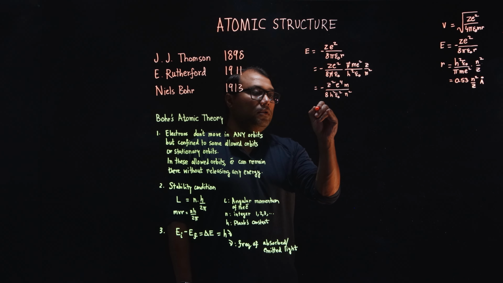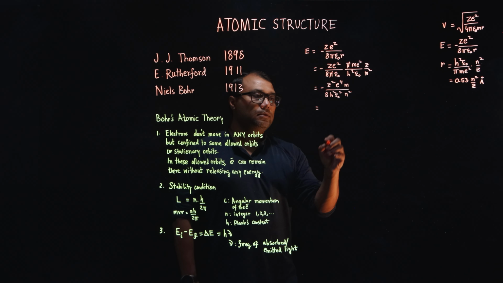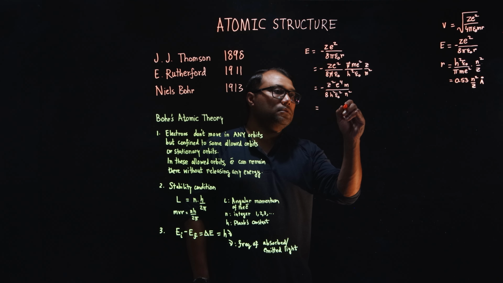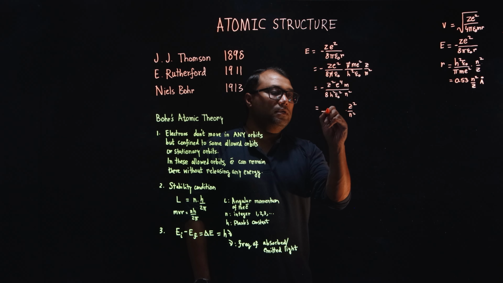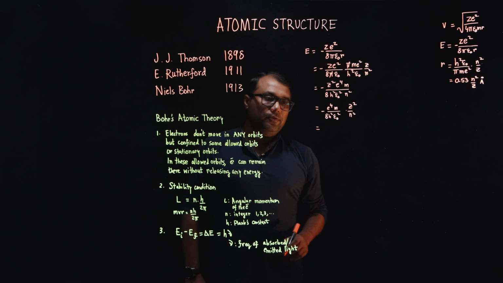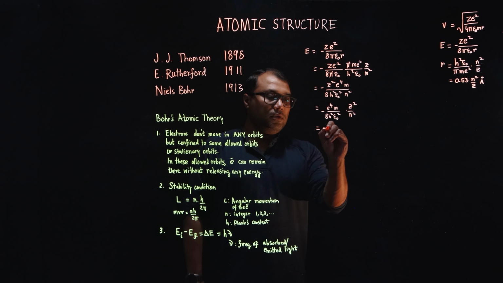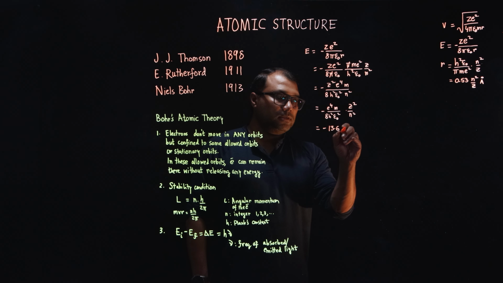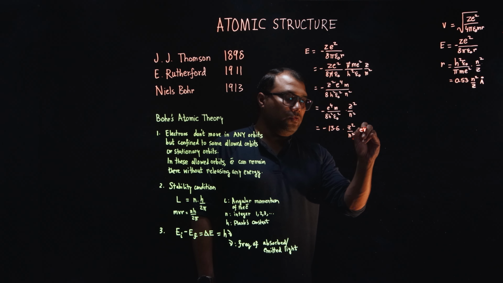Now we can bring all the constant terms together. So this becomes Z square by n square, and all the constant terms are e to the power 4 m divided by 8 square epsilon naught square. Now when this is evaluated, it comes to minus 13.6 Z square by n square electron volt.